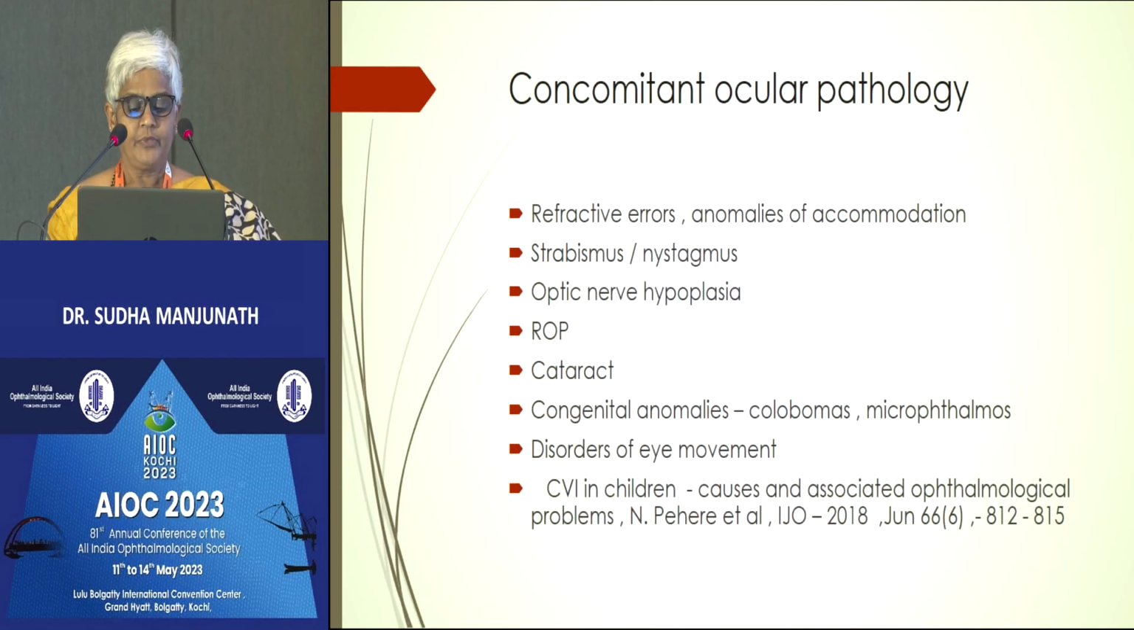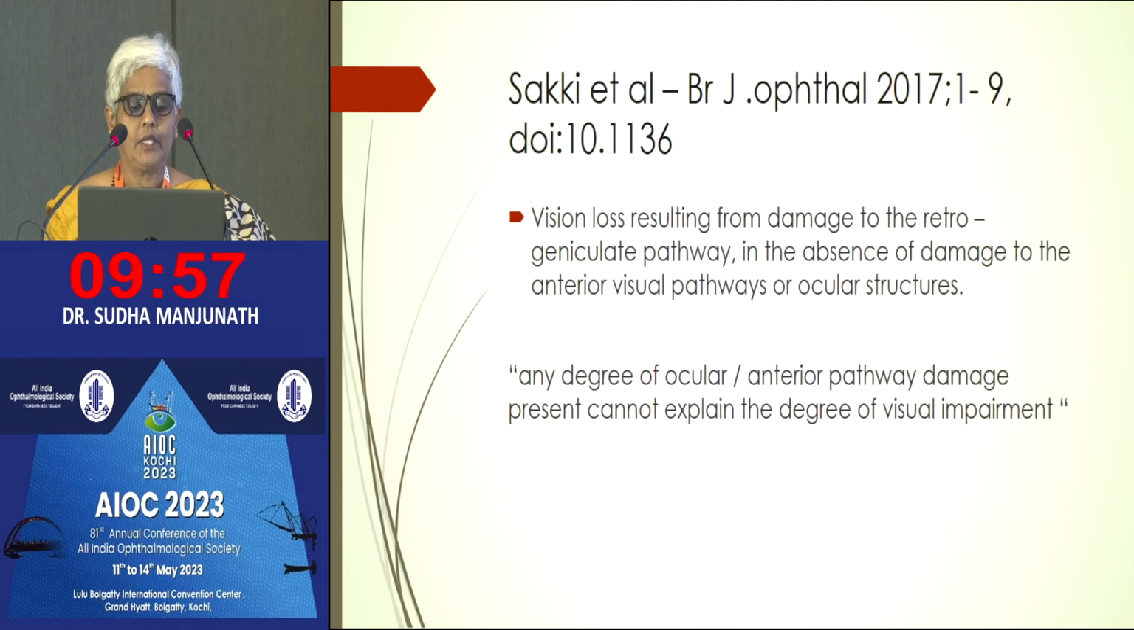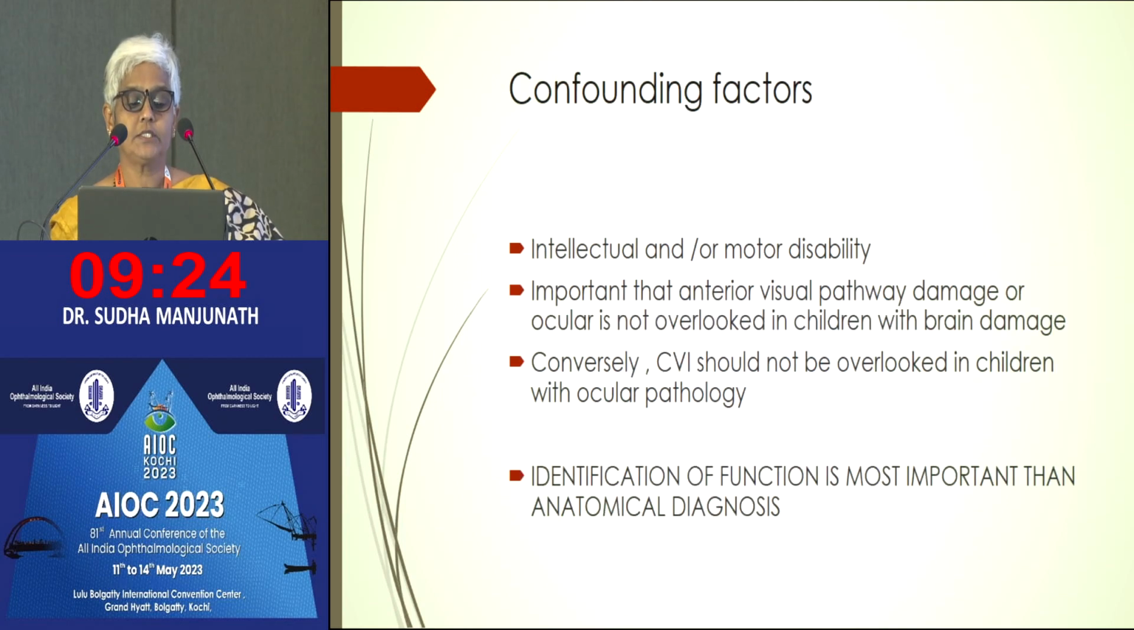But we all know that all these children have some amount of concomitant ocular pathology, and it has been well documented in our population by the study conducted by LV Prasad Eye Institute. Internationally, also, how CVI has been defined and the terminologies that were used were studied in this review article by Saki and others. And they recommended that an additional clause has to be added to the definition of CVI, that any degree of ocular or anterior pathway damage present, if it does not explain the degree of visual impairment, then that should also be considered as CVI.